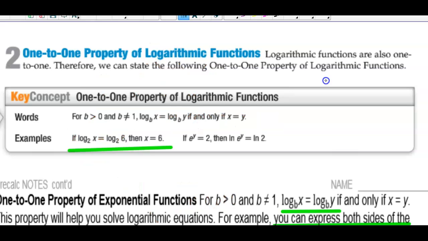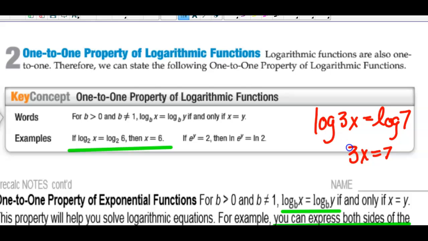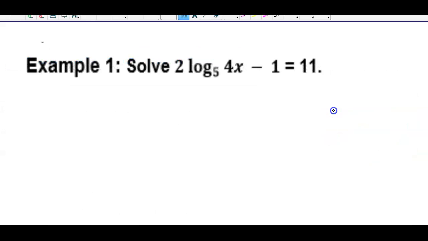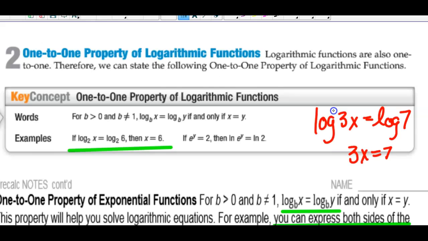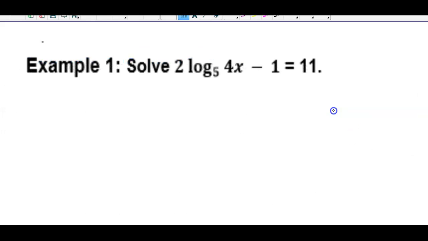The next property is the one-to-one property of logs. It says if you have, for example, the log of 3x equals the log of 7, the only way that's true is if 3x equals 7, okay? If the log of a equals the log of b, then a and b have to be the same. So this is not that kind. Well, this kind, you would isolate this expression first. So you'd add 1. I have a feeling this one's already done.